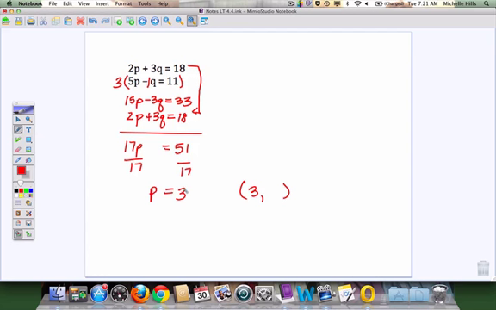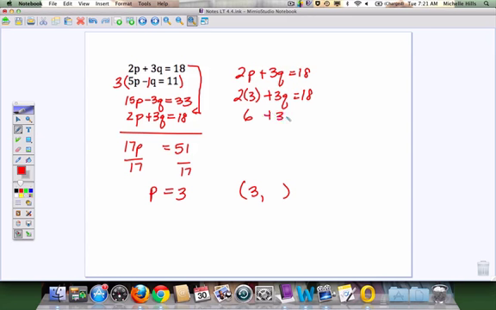Now I know p is 3. Again, I can go back to either one of these equations and substitute 3 in place of the p and solve for the q. One doesn't look appreciably easier than the other one, so I'm going to go back to just using the first one. I know that p has a value of 3, so now it's 2 times 3 plus 3q equals 18. 2 times 3 is 6.